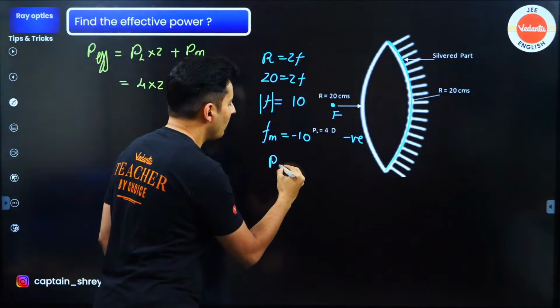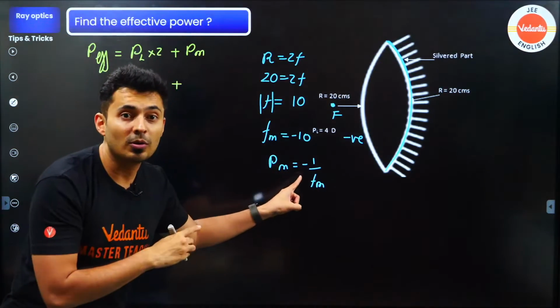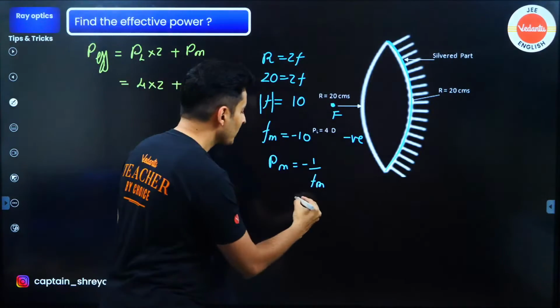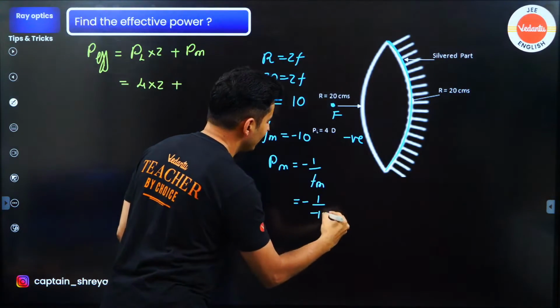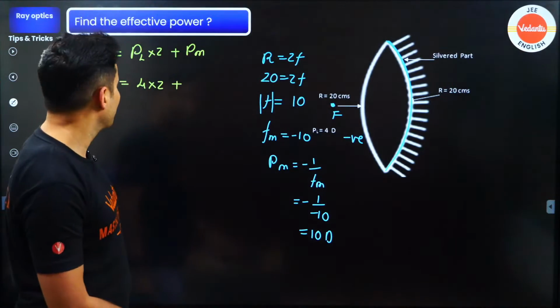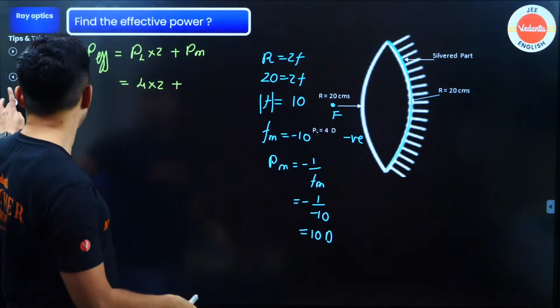So what will be the power of the mirror? It's minus 1 by focal length. Remember, I just told you, whenever a mirror, put minus. Whenever a lens, put plus in the lens formula. So it is minus 1 by minus 10. So it is plus 10 diopters, or whatever it is. I think it should be, my bad.